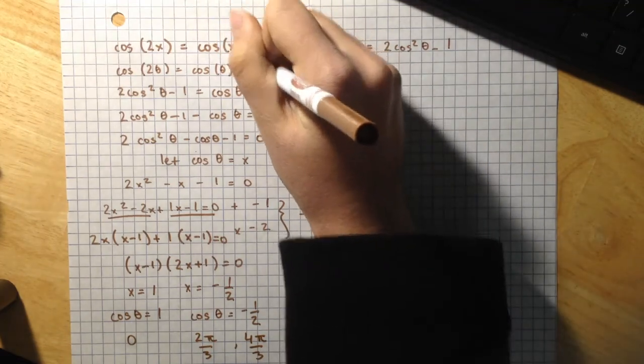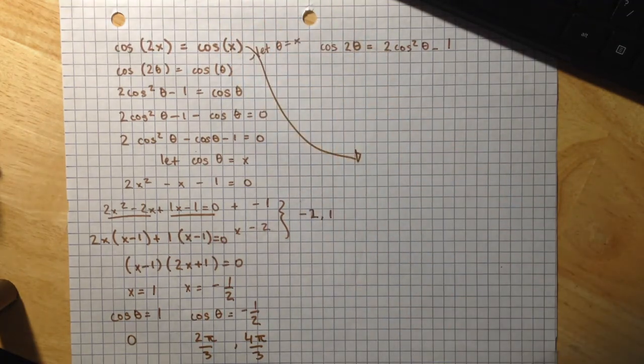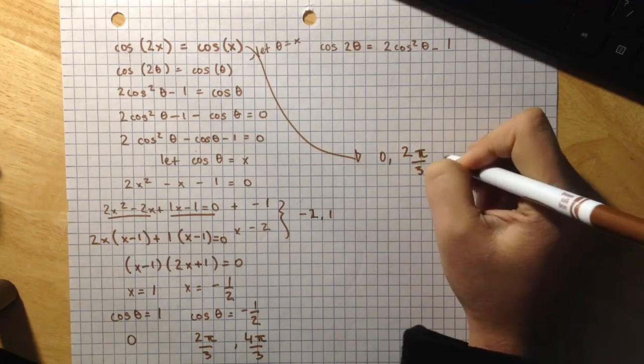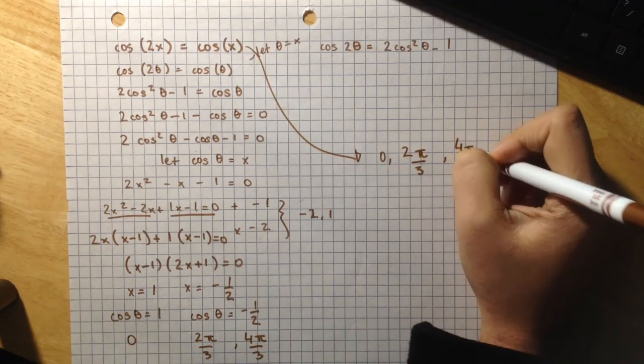So the solution to this equation over here, the values that lie within the unit circle, are 0, 2 pi over 3, and 4 pi over 3.